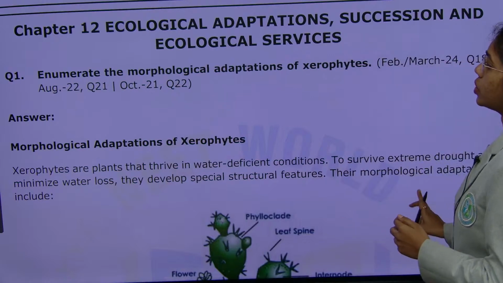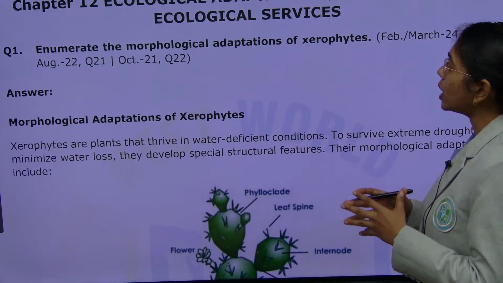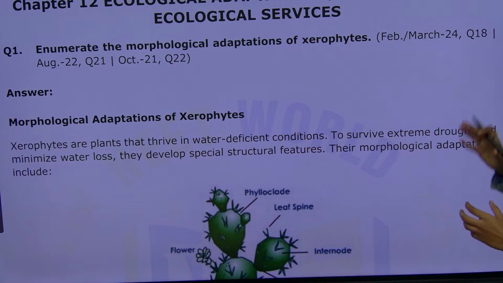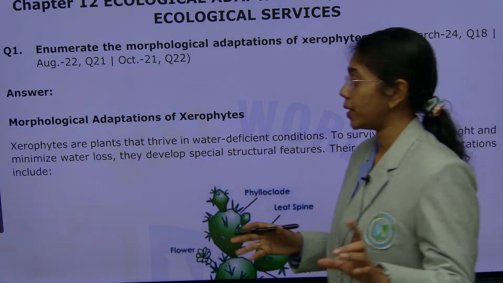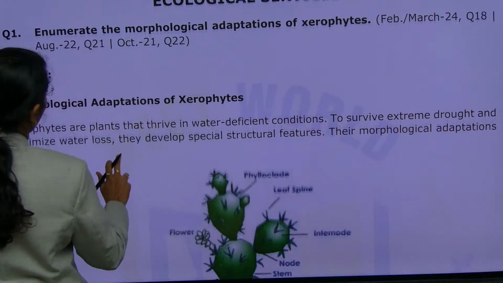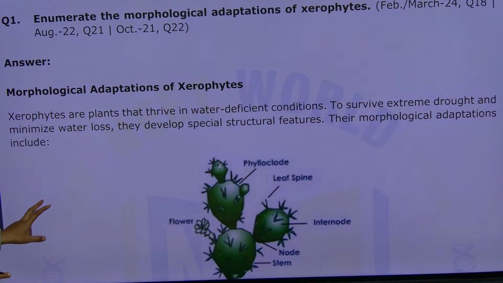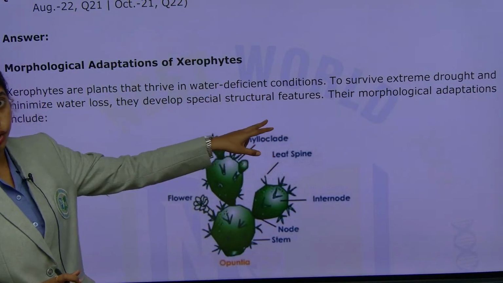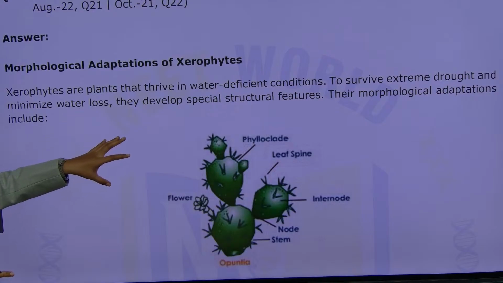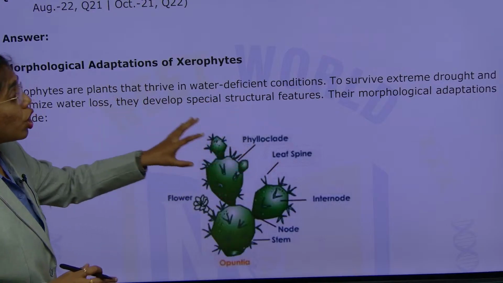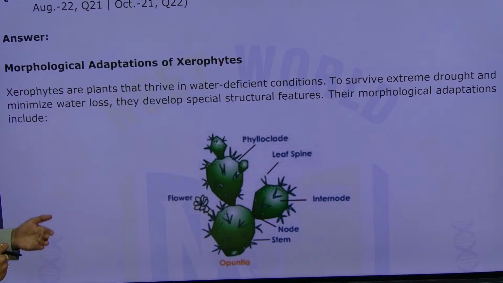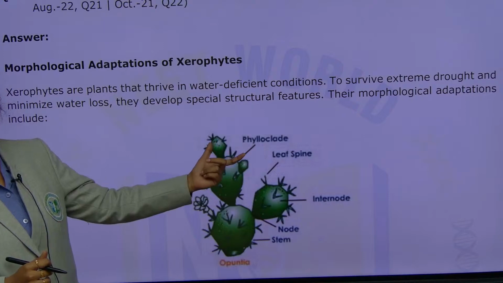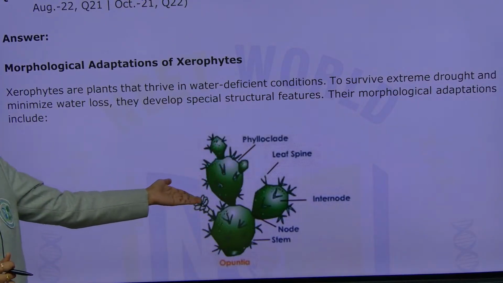Look into the first question. Enumerate the morphological adaptations of xerophytes. This appeared in February, March 2024, 2022 and 2021. Morphological adaptations of xerophytes: xerophytes are plants that thrive in water deficient conditions. They will survive in what conditions? Water deficient conditions. To survive extreme drought and minimize water loss, they develop special structural features.